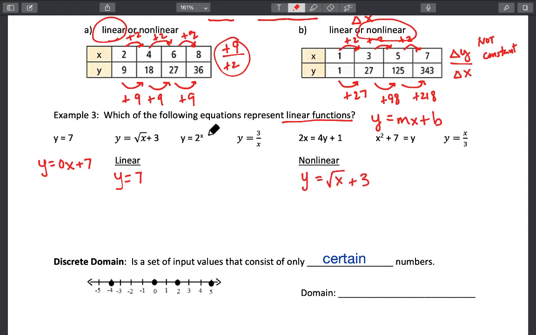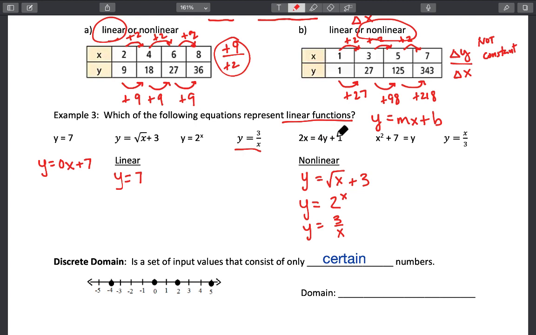And you can see that our next one here, y equals 2 to the x, is going to be this exponential function, and that's not going to be linear either. All right, now we have y equals 3 divided by x. So when our x appears in the denominator, this is also going to be a nonlinear function.